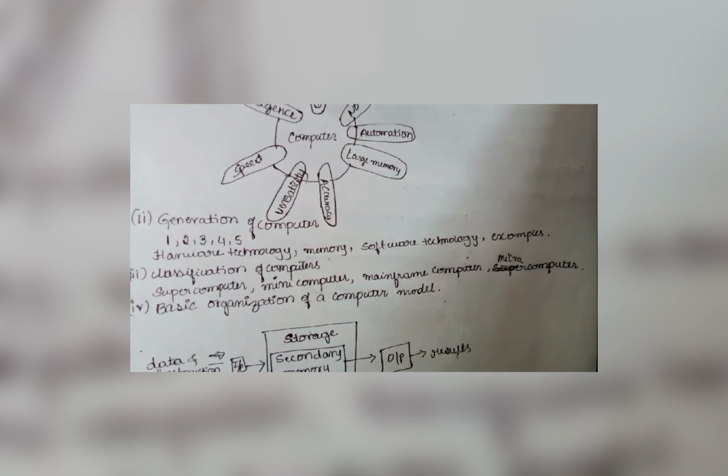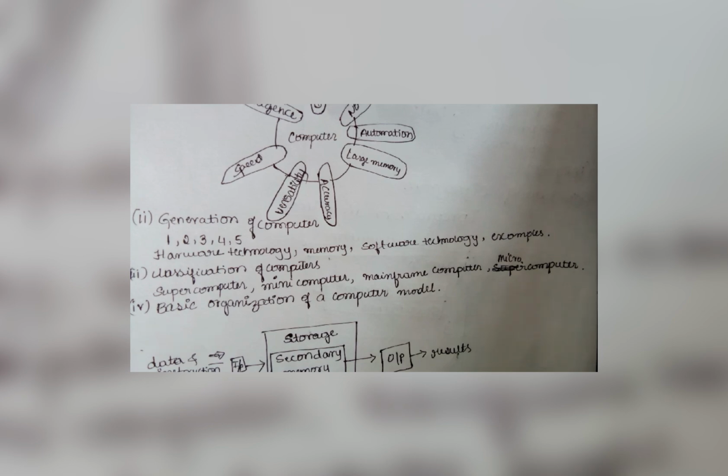The next question is the classifications of the computer. Basically there are four classifications of computers, that is supercomputers, mini computers, mainframe computers and microcomputers. Write the definitions for each, their specialized and unique characteristics, and examples for those. Then that's enough for the classifications of the computer.